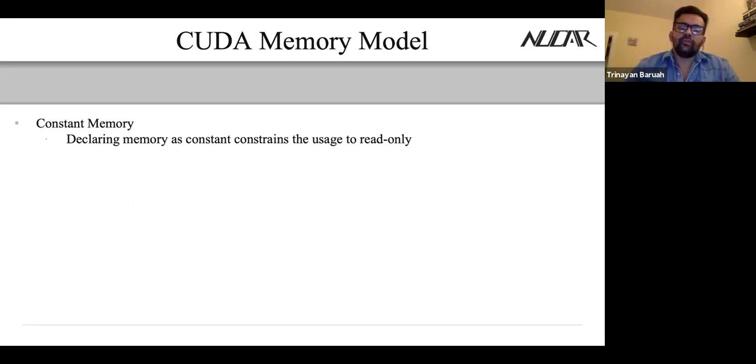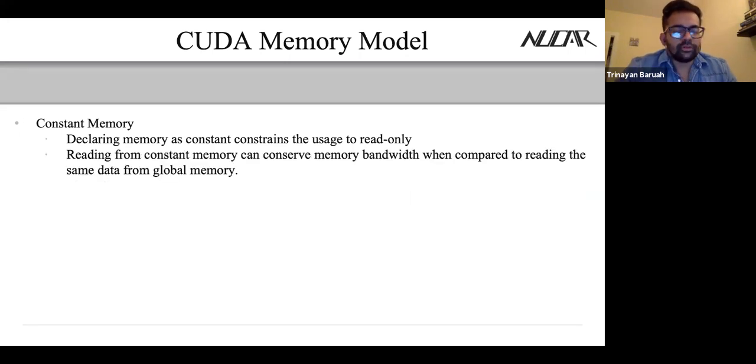So one of the important things is that when you declare something as constant memory, the usage is read only. So again, you cannot write to constant memory. I have not tried it, but I think the program will crash or it will give you some incorrect results. Reading from constant memory can conserve memory bandwidth when compared to reading the same data from global memory. Does anyone have any idea why that is the case?